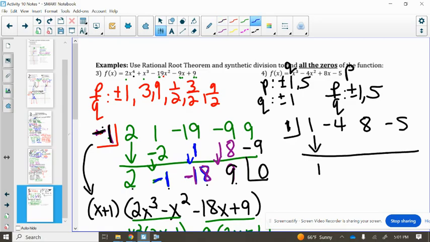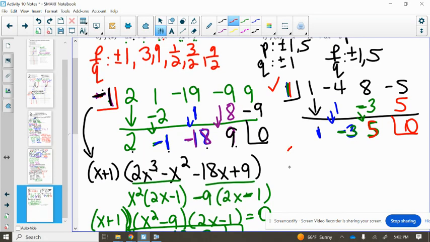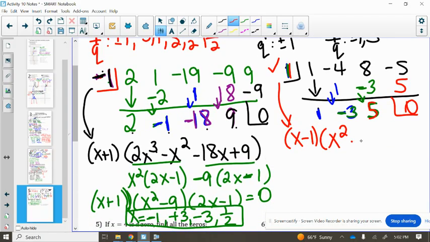So bring down that 1. It gets multiplied by the number in the box. Add down, we have -3. This gets multiplied by that number in the box. Add down, this becomes 5. Then we multiply this by the number in the box. So 5 times 1 is 5. And again, we see that remainder of 0 to confirm that that is a 0 for us. So x minus 1 is a factor. And then this time we would have x squared minus 3x plus 5.